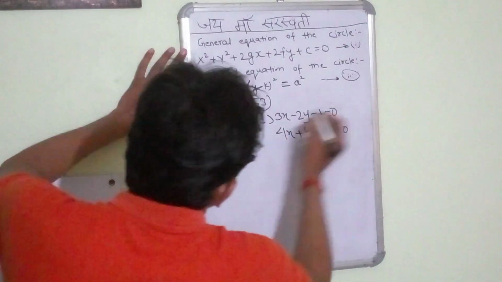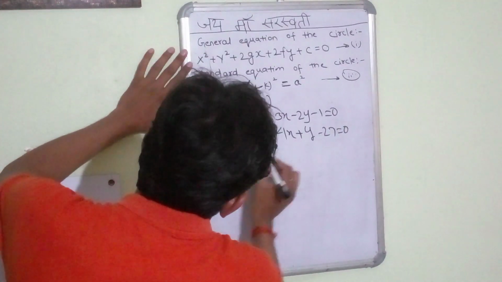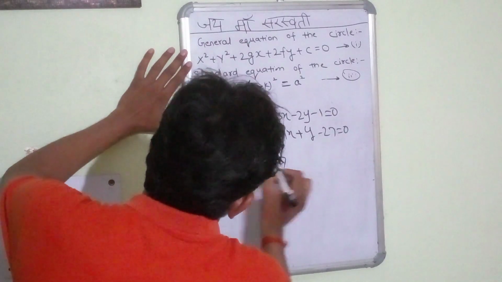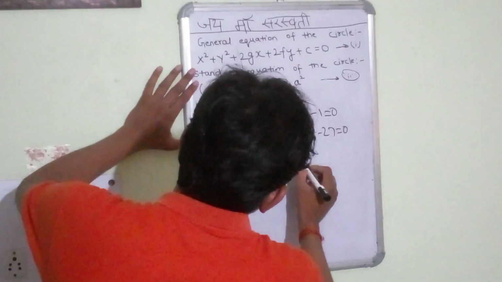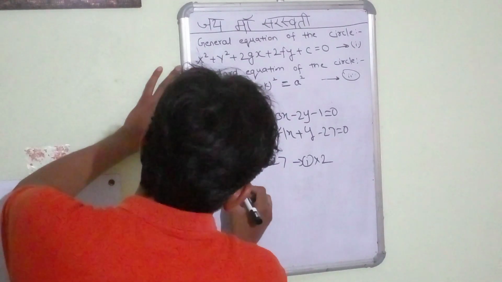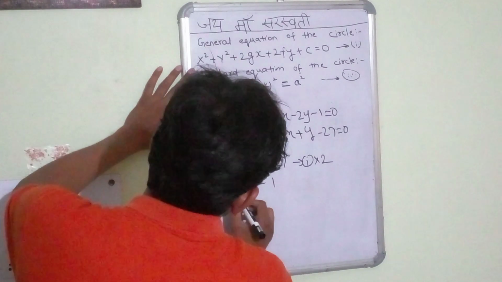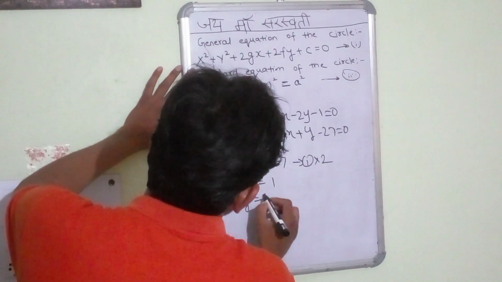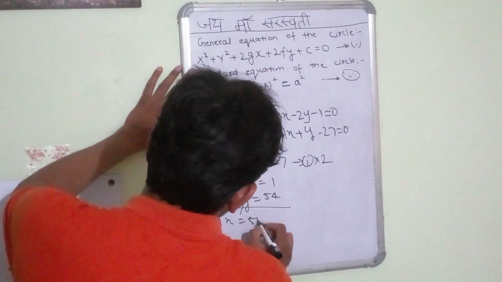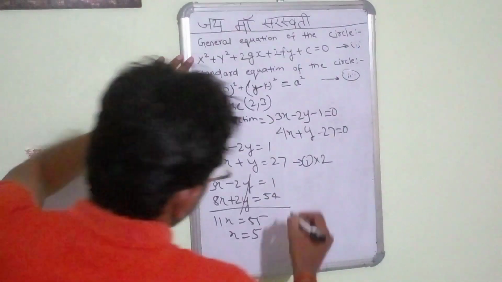So we are using these equations: 3x minus 2y is equal to 1, and 4x plus y is equal to 27. Understood? We are multiplying the second equation by 2. So 3x minus 2y is equal to 1, and 8x plus 2y is equal to 54. So 11x is equal to 55, x is equal to 5. Now we have got x is equal to 5.